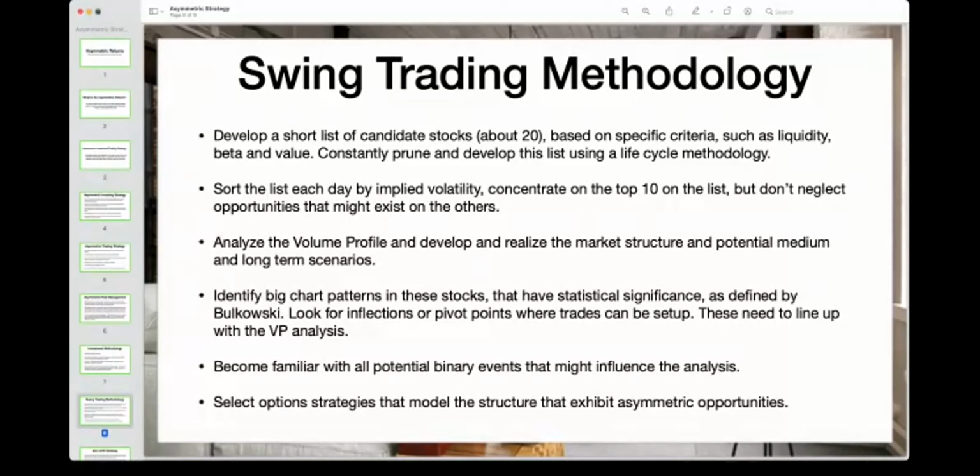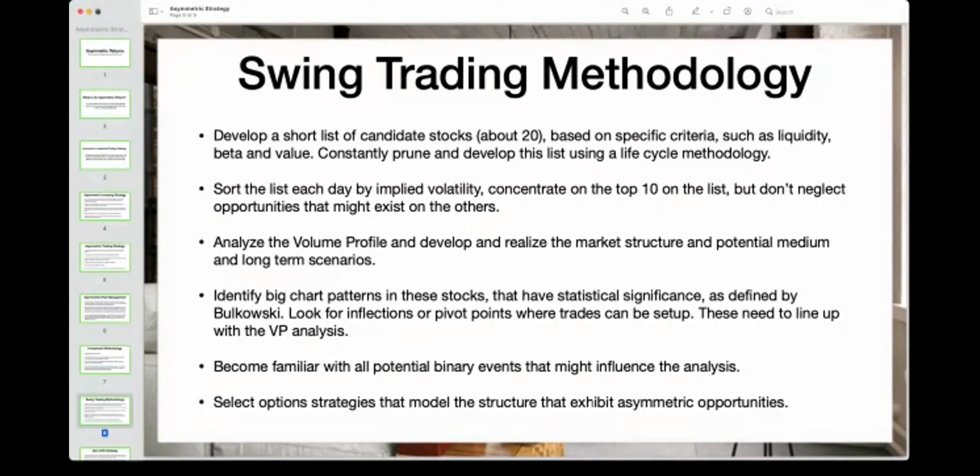We analyze the volume profile and develop and realize a market structure and potential medium and long-term scenarios. In other words, the market profile provides us with where we think value is and where value isn't. Also, it provides us some behavioral analysis about, as price moves across that structure, where it's likely to go. And from there, we can develop a probabilistic set of scenarios. And then from that, we can determine what kind of capital or strategies to employ.